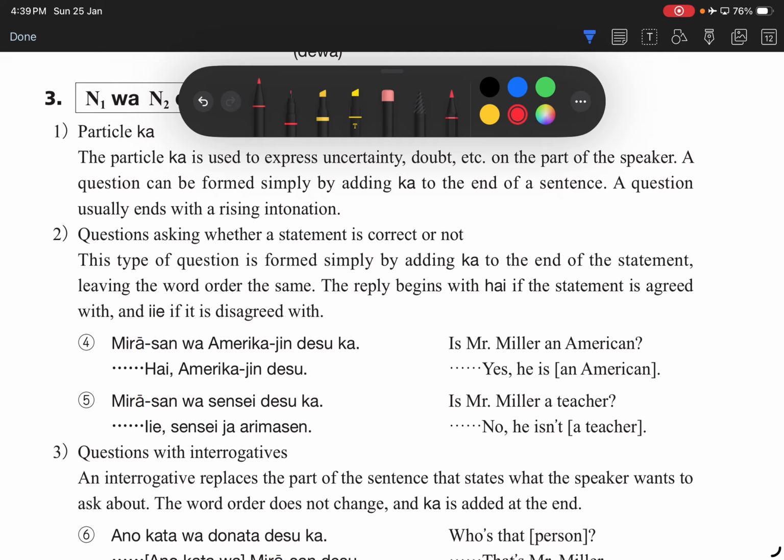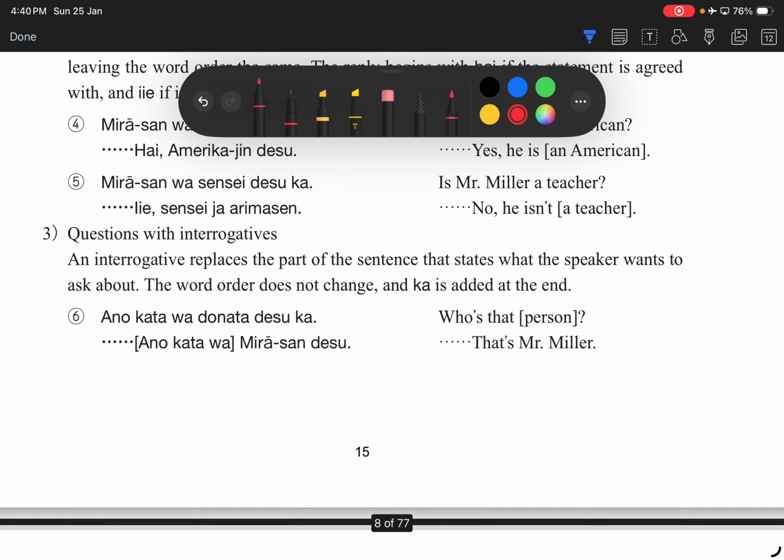Okay? So number 5, Mira-san wa sensei desu ka? Hai, sensei desu. Iie, sensei ja arimasen. Right? Ja arimasen simply means isn't or not. So far so good? Okay, moving on to number 3, questions with interrogative.